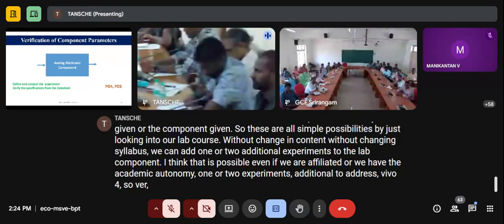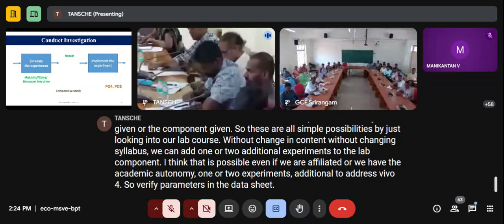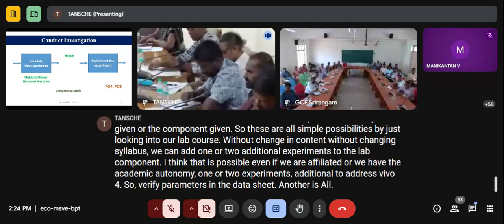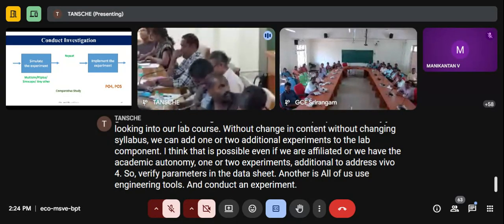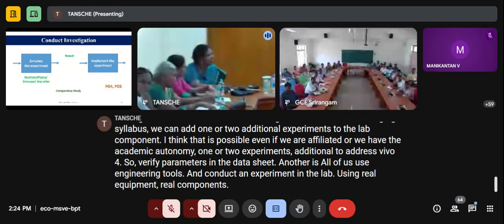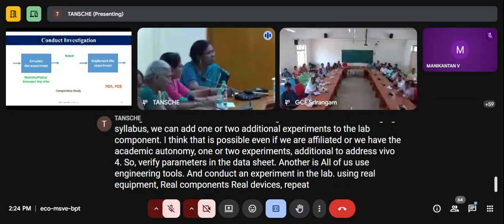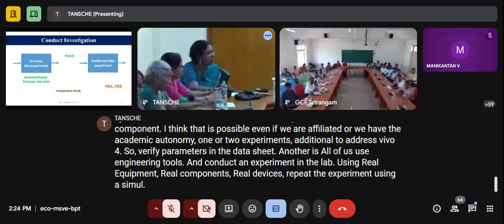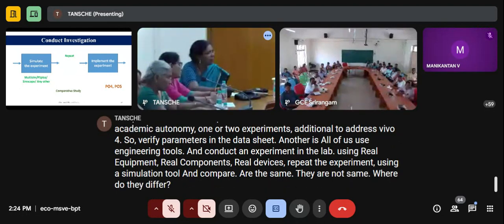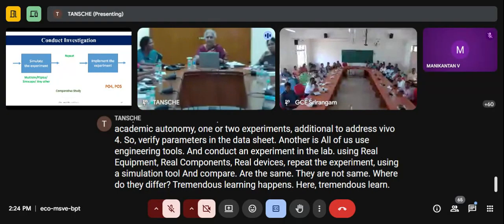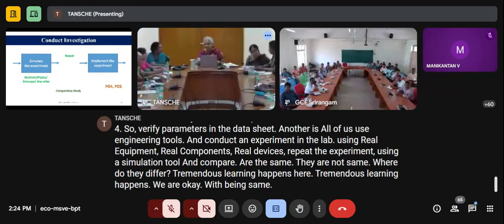So, verify parameters in the data sheet. Another is, all of us use engineering tools and conduct an experiment in the lab using real equipment, real components, real devices. Repeat the experiment using a simulation tool and compare. Are they the same? They're not the same. Where do they differ? Tremendous learning happens here. We are okay with them being the same or different.